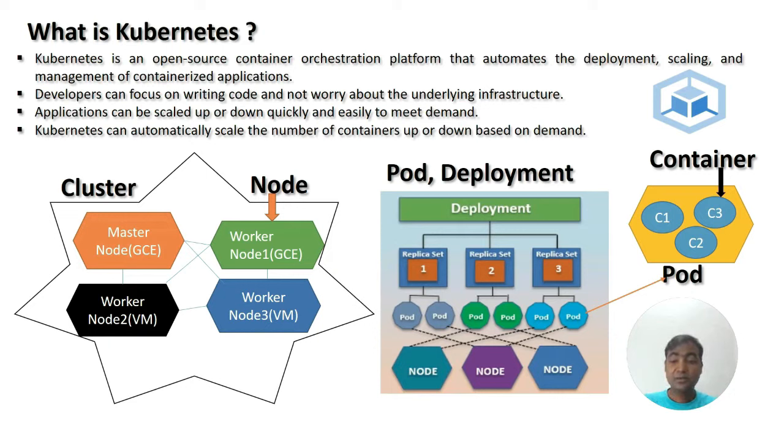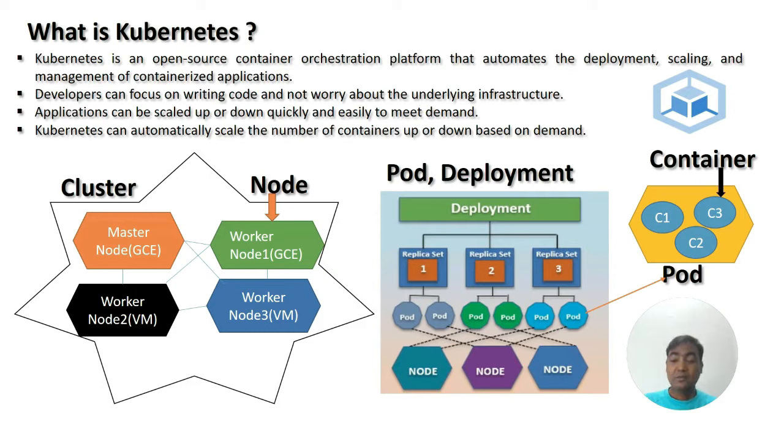Kubernetes can help organizations increase developer productivity. That means developers can focus on writing code and not worry about the underlying infrastructure. It also improves application scalability. Applications can be scaled up or down quickly and easily to meet demand.